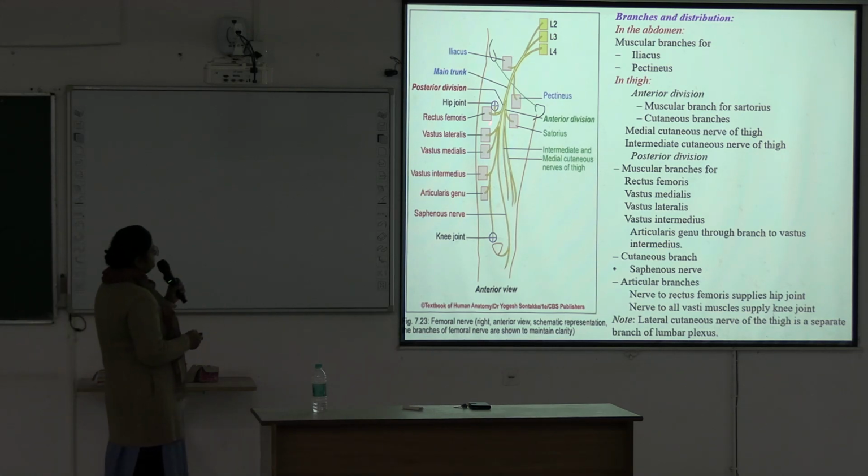Here the branches have been shown. Three vasti, articularis genu, rectus femoris. Rectus femoris is giving a branch to the hip joint, and articularis genu is giving a branch to the knee joint. Okay, and this is the saphenous nerve, the only cutaneous nerve. All these are branches of the posterior division. Here in the anterior division, the only muscular branch is to sartorius, and these two are cutaneous branches, intermediate and medial cutaneous nerve of thigh. Okay, and these two branches coming from the main trunk are to pectineus and iliacus. Understood? The root value you can see is L2, L3, L4.